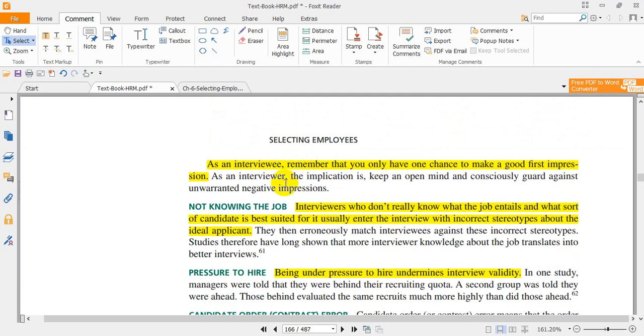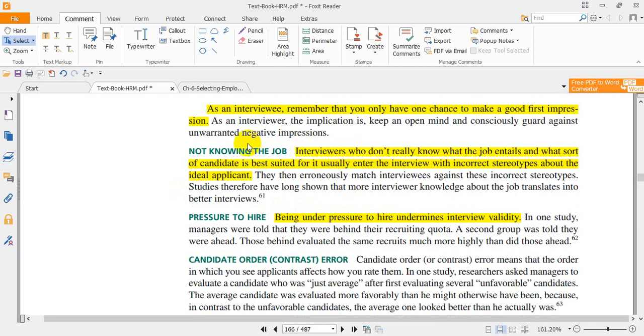As an interviewee, the candidates being interviewed, remember that you only have one chance to make a good first impression. The first impression is very important. As an interviewer, the implication is keep an open mind and consciously guard against unwarranted negative impressions. Okay, this is for an interviewee and for an interviewer.